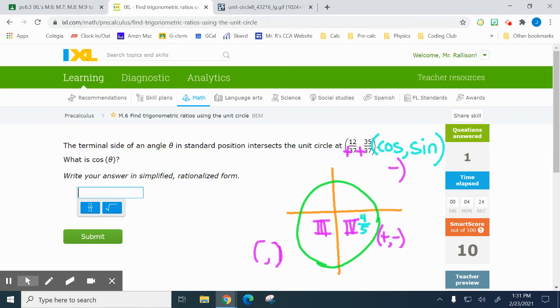Okay. So let's see. We should erase some stuff here. We'll erase all this kind of stuff right there. And I guess I didn't really need to erase all that, but we definitely do need to erase that.